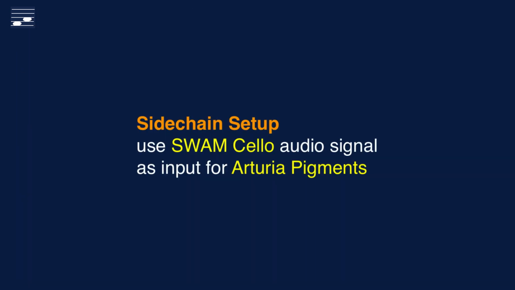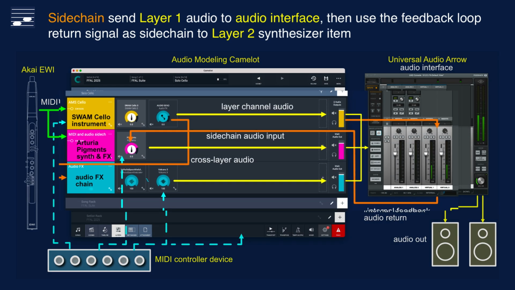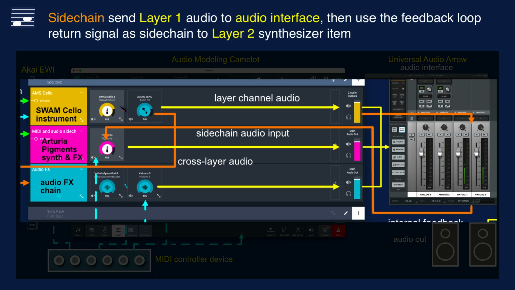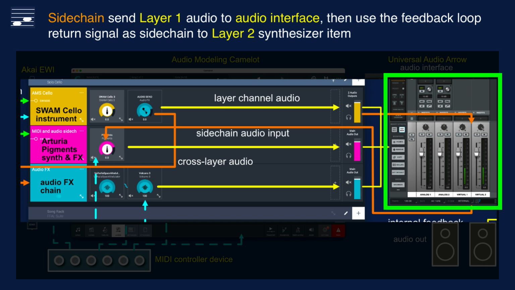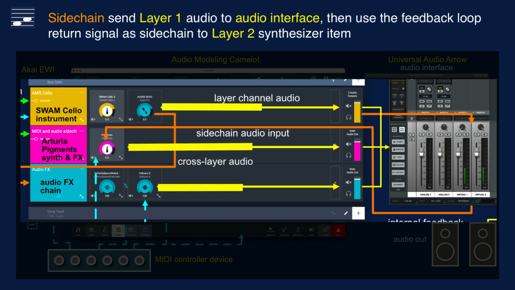The complicated part is the Sidechain setup, where the SWAM Cello output does not go to the layer 2 input, but instead directly to Pigments using its plugin Sidechain channel. This involves setting up a feedback loop through the audio interface, here a Universal Audio Arrow. The interface console is shown on the right. The 3 yellow arrows are the feed-forward audio connected via the Camelot mixer to the audio interface, which sends the analog audio stereo signal to my monitor speakers.